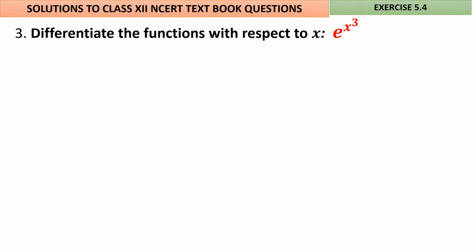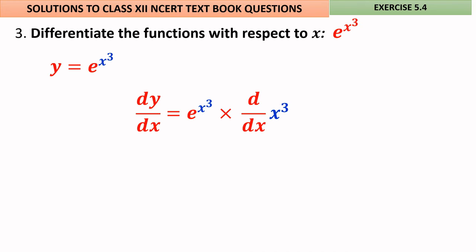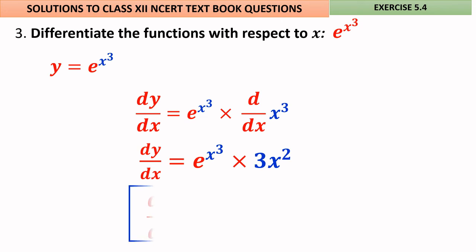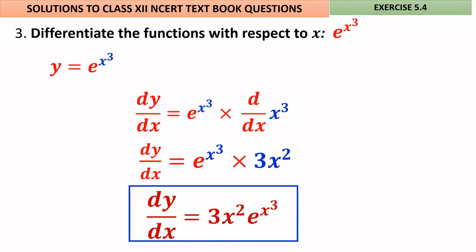Okay, problem number 3, e power x cube. Derivative of e power x is e power x. What is the derivative of e power x cube? Very simple. It is e power x cube into derivative of x cube. Derivative of x cube is nothing but 3x square. Therefore the answer is 3x square into e power x cube.